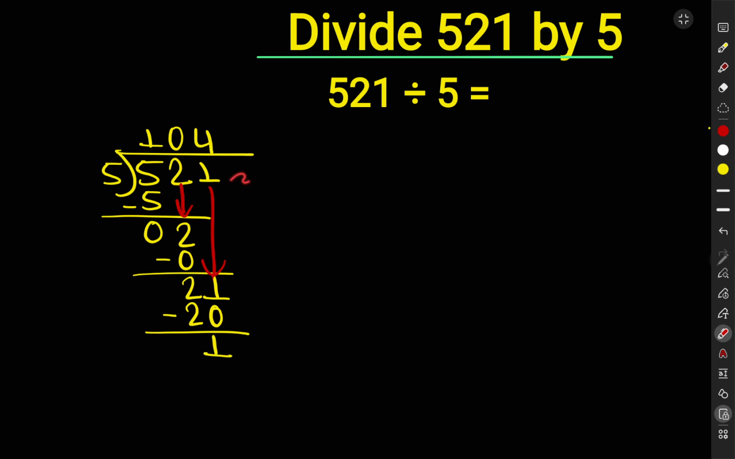So now we have no other number to put down. So we take here a decimal so that we put 0. So it is 10 and 5 times 2 is 10. On subtracting we get 0.